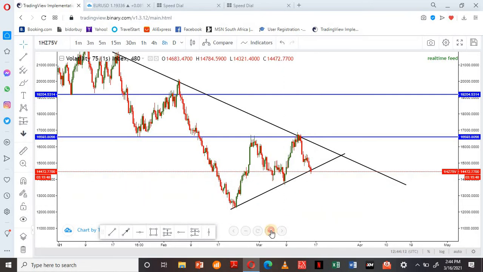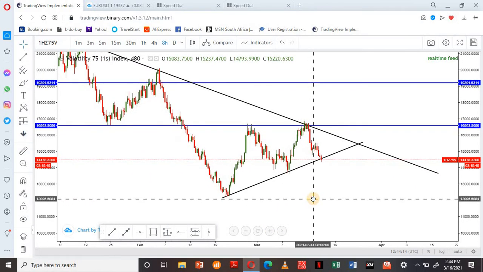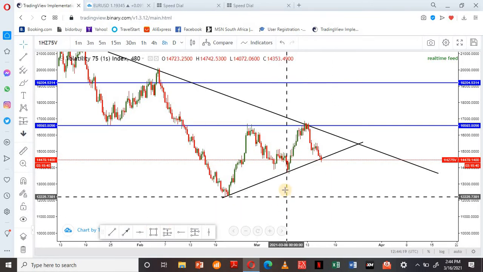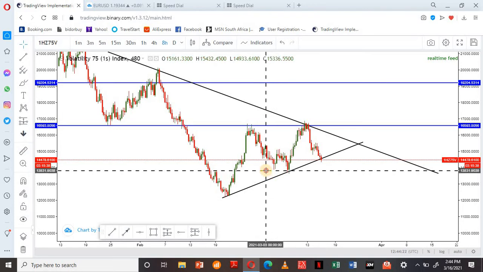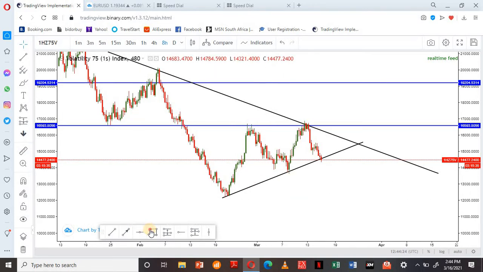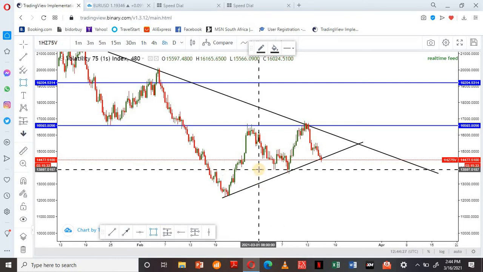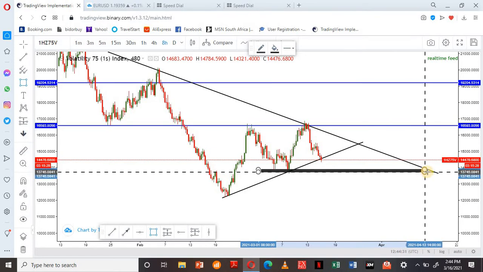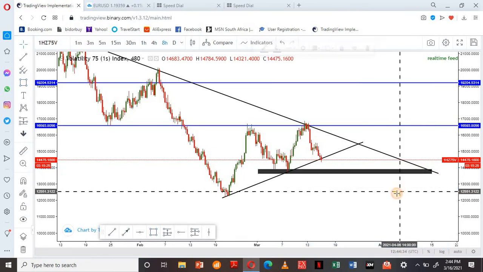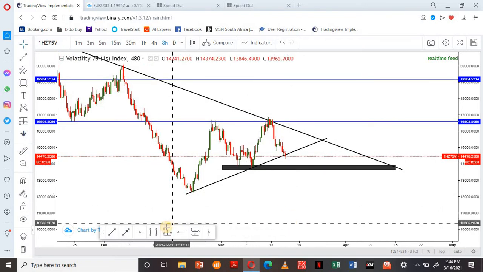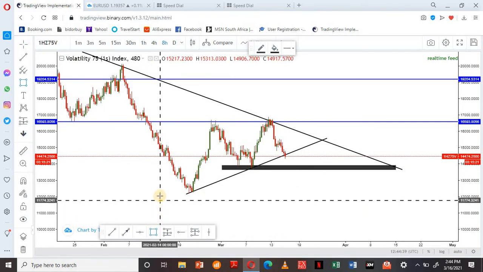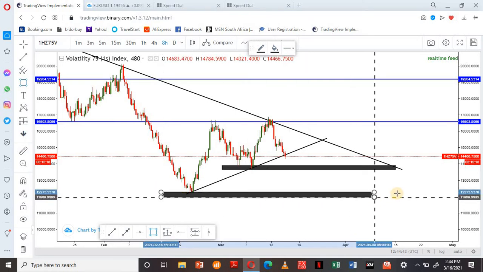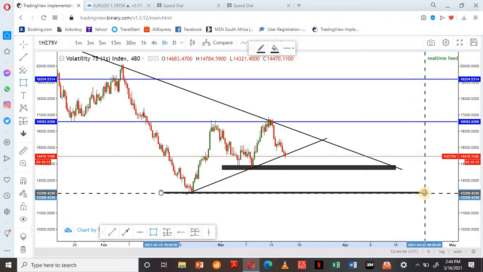It could be a stop hunt, or it could be showing some potential, telling us that it will break the level there. So obviously we have our mini support there, and we have our major level of support here.